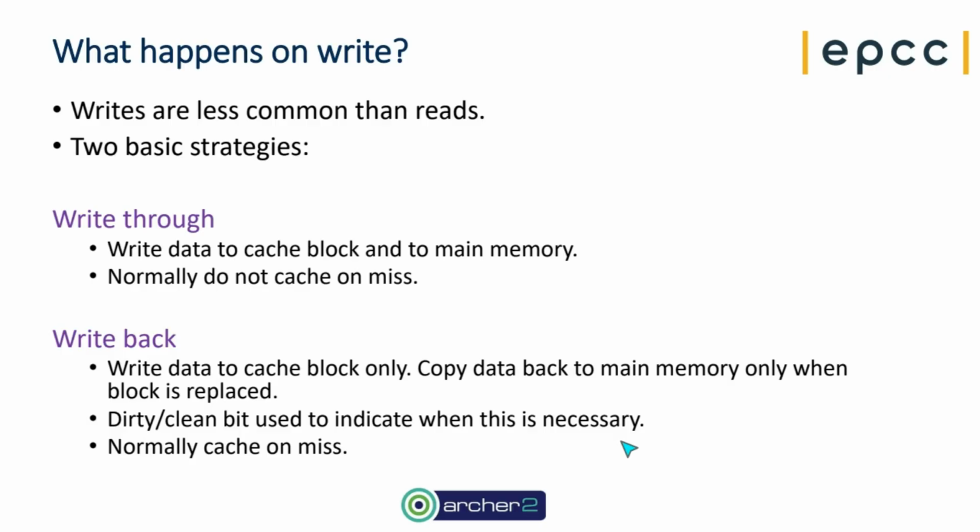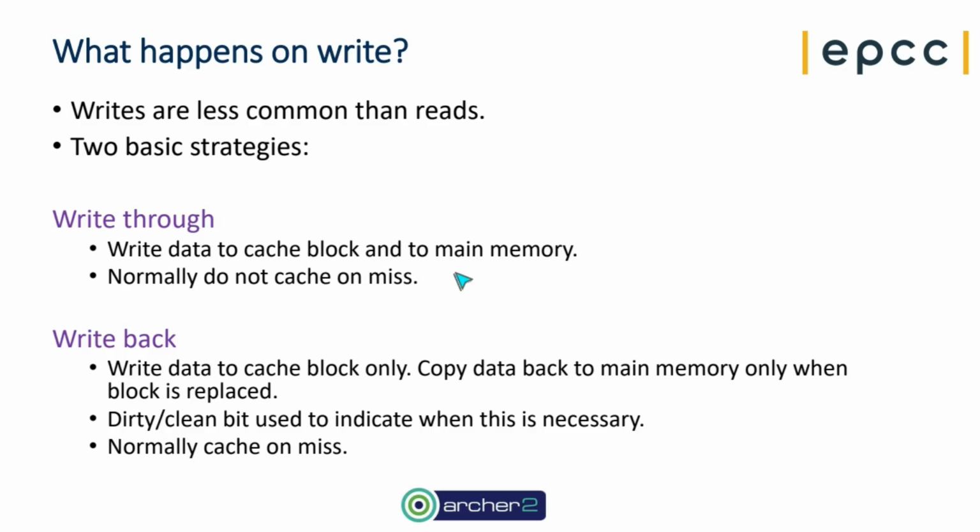Okay, so next up is what happens on a write. In real programs, writes are less common than reads. But there are 2 different ways that caches can operate. The first one is called write through. In this case, when a write happens, the new data will be stored in the cache block, and it'll also propagate the new value into main memory as well.